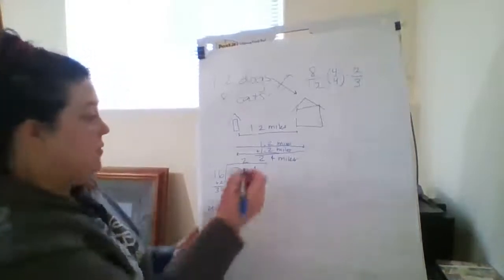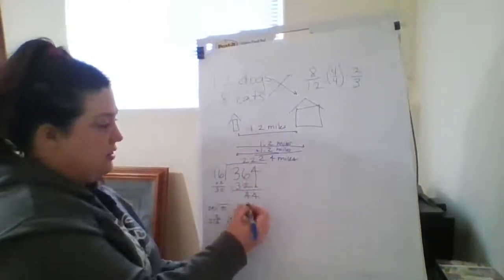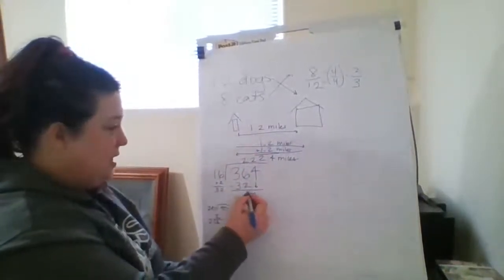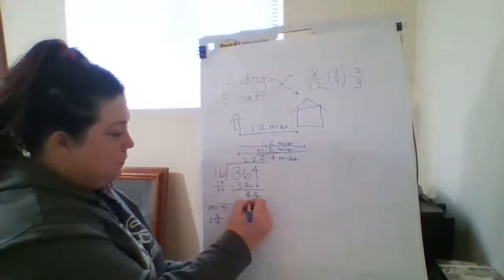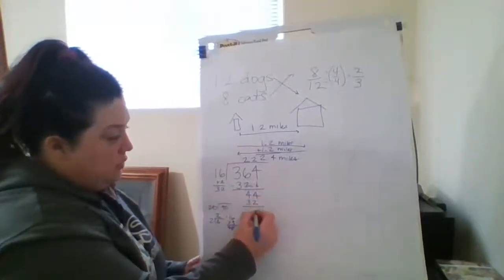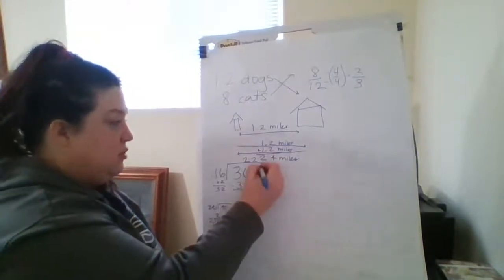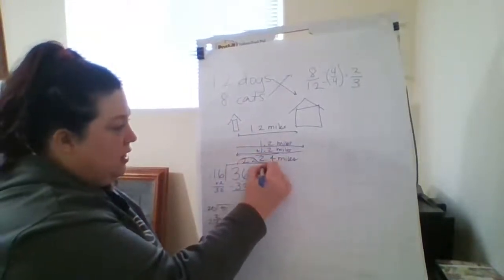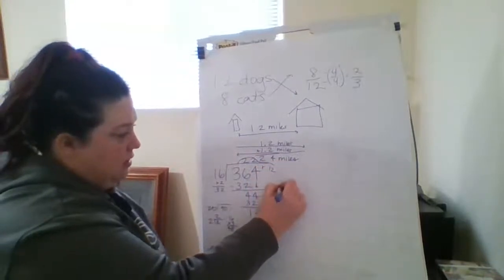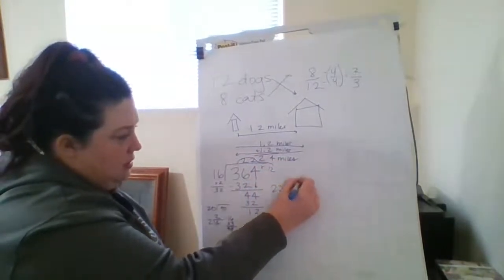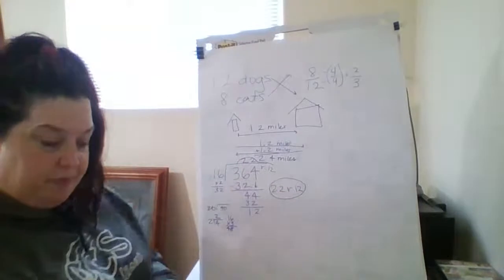It's going to be 2 still. Okay, so we'll put our 2 up here as our answer. So far we have 22. And once again, it's 32. We subtract 4 minus 2 is 2. 4 minus 3 is 1. So we have 22, remainder 12 as our answer for our division problem.